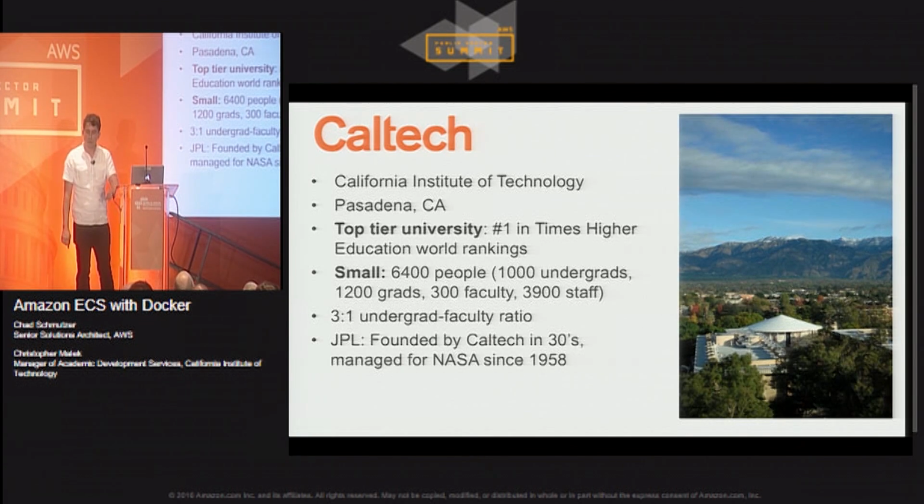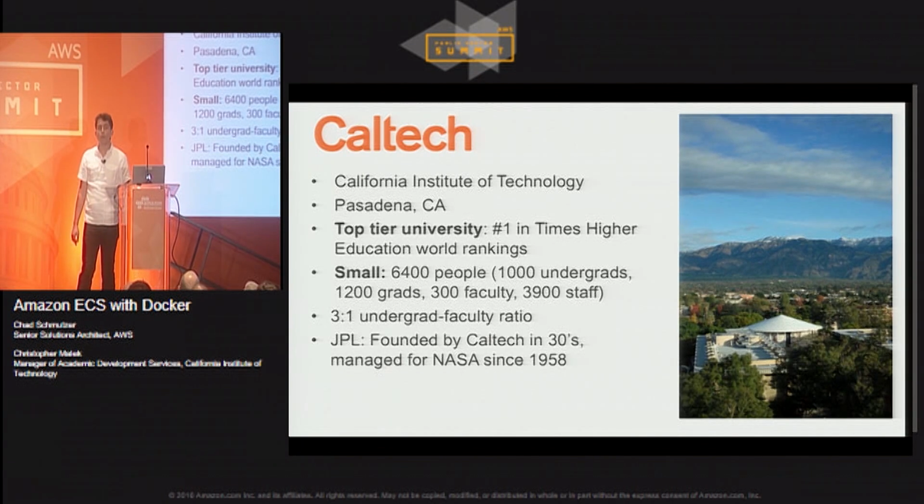We're a top-tier university. We've been #1 in the Times Higher Education ranking for the last 5 years in a row, and we're in the top 10 of every other major ranking. Now, I'm not telling you this to brag. I'm telling you this because this is the kind of people that I work with. These are world-class researchers and students, and they have very high expectations for their IT infrastructure.